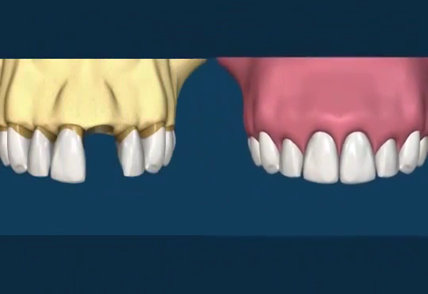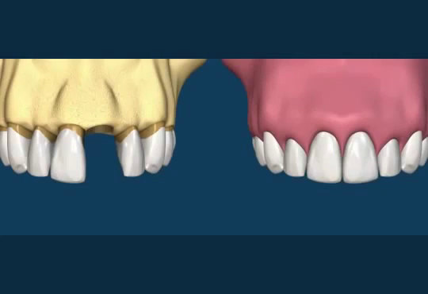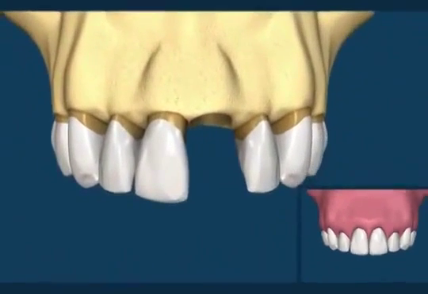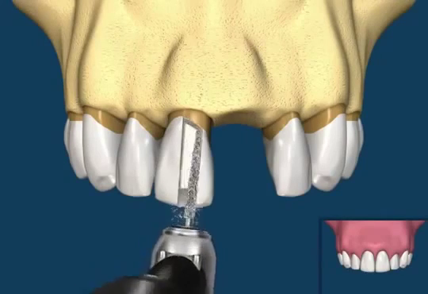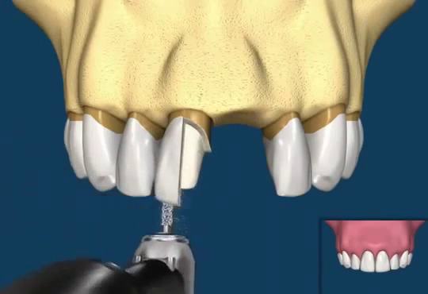On the left, we have the bridge option. Here we must cut down the adjacent teeth. There is significant tooth reduction, and the teeth may become sensitive or even need root canal treatment at this early stage of the process.